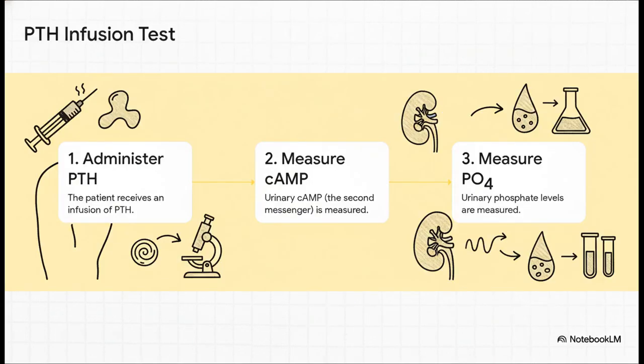It's a pretty elegant idea. You give the patient an infusion of lab-made PTH. Then you measure the downstream effects in their urine. Specifically, you're looking at two things: the levels of cyclic AMP, which is the second messenger for PTH in the kidney, and the levels of phosphate, because a normal response to PTH is to pee out more phosphate.